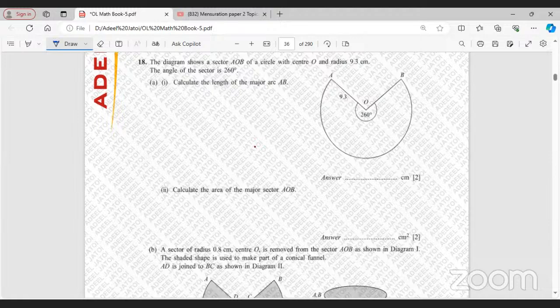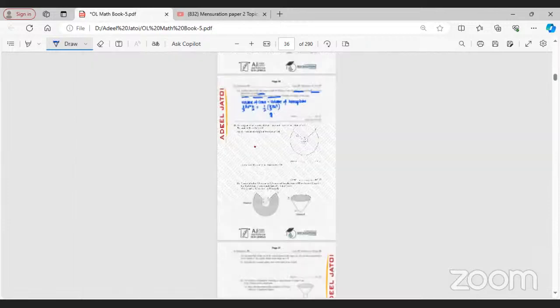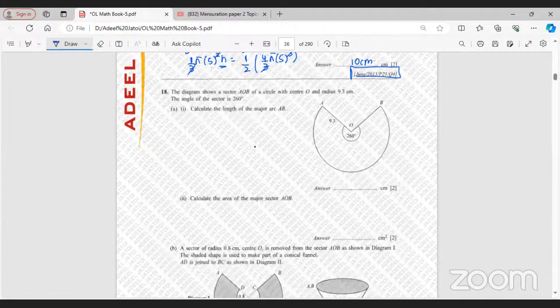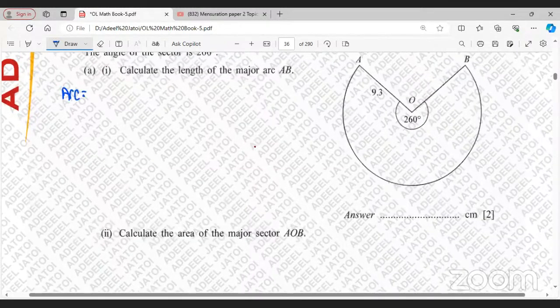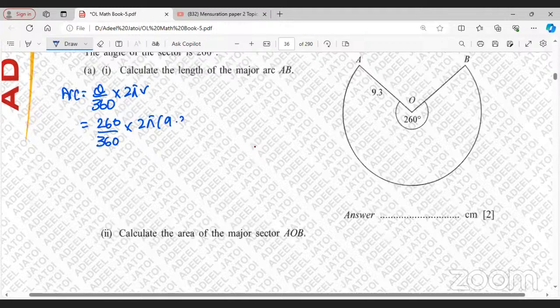So calculating the major arc is very easy. The formula for this is theta upon 360 into 2 pi r. The arc is theta upon 360 into 2 pi r. So theta is 260 upon 360 into 2 pi times 9.3. The answer is 42.20. So we write it as 42.20.